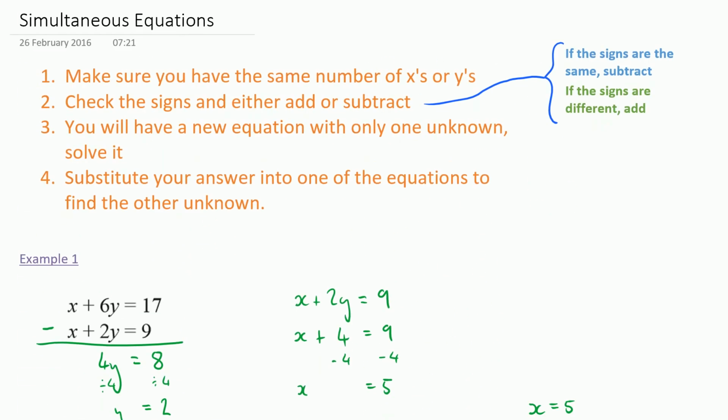Okay, so remembering back to the top, our 4 steps: make sure that we have the same number of x's or y's, check the signs, if they're the same, subtract, if they're different, then add. We'll make a new equation that only has one unknown, and we're going to solve it, and then we're going to substitute our answer into one of the equations to find the other unknown.